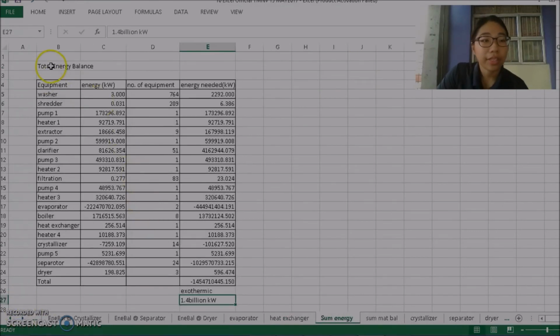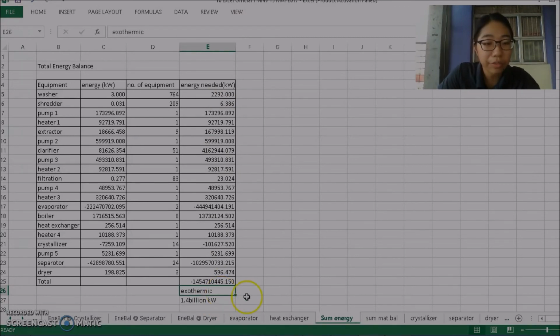And now we'll take a look at the total energy balance for the whole process. After taking all the energies here, and we multiply by the number of equipment needed, we will obtain the total energy. The total process is exothermic, which means it will release 1.4 billion kilowatts throughout the process.